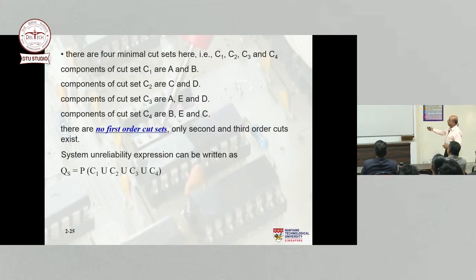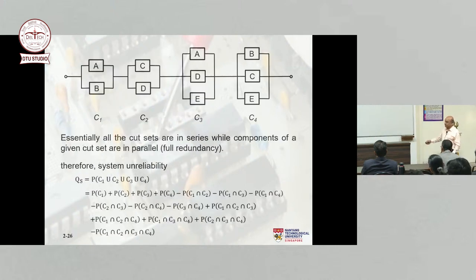So the system unreliability is obtained by the union of the 4 cut sets. This sign means union, yeah? Cut set 1, cut set 2, cut set 3, cut set 4. Now this is very complex. And imagine I have got only five components and we have to write the expression for this. I'll show you the expression for this, which is very daunting. Yeah, this is what it is.